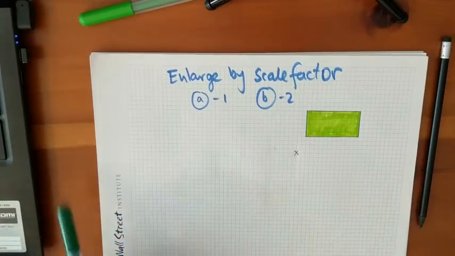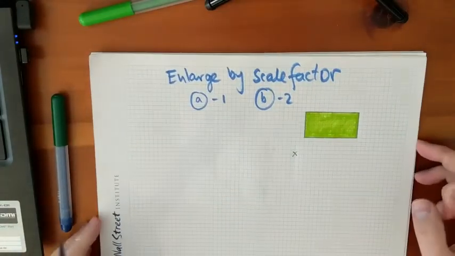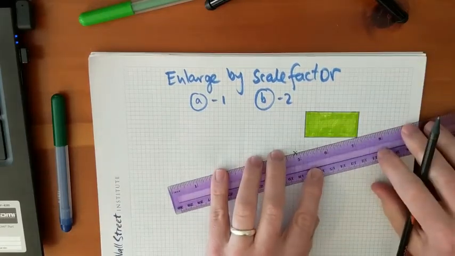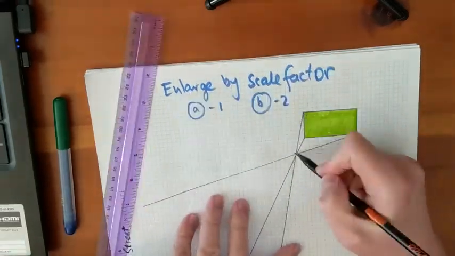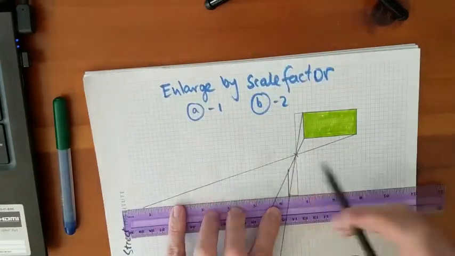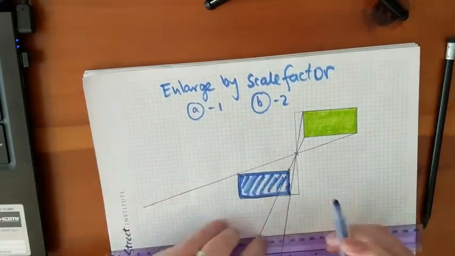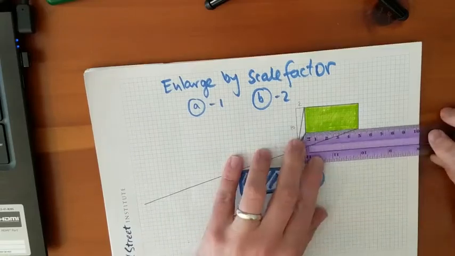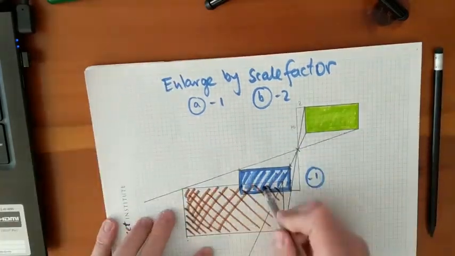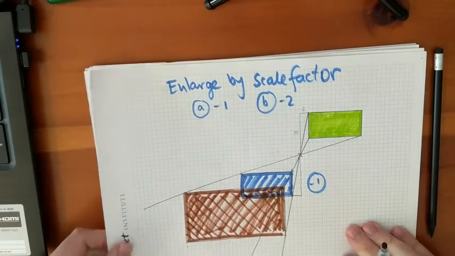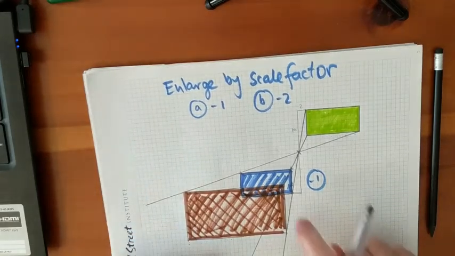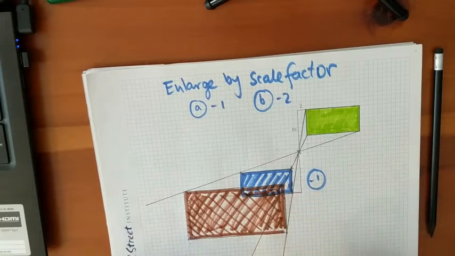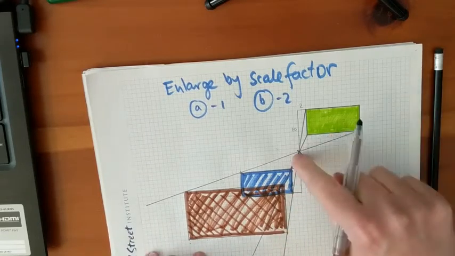Okay, now, enlarging by a scale factor of a negative number, you still have to draw the guidelines. So the scale factor of -1 is the same size. Scale factor of -2 is twice as wide, twice as tall. Both of them have gone through the center and out the other side.